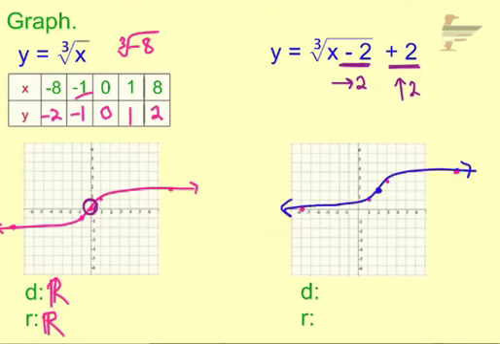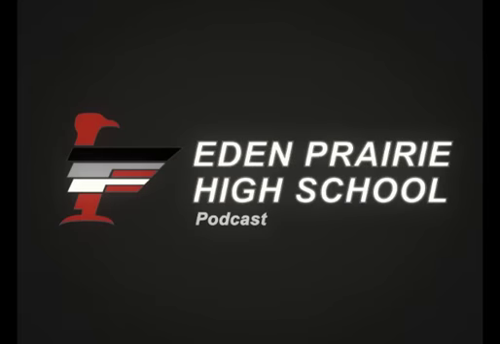Domain and range on these, because it's the cube root function, we know we can plug any number in for x, and we're going to get all those numbers back out. So all real numbers for both domain and range.